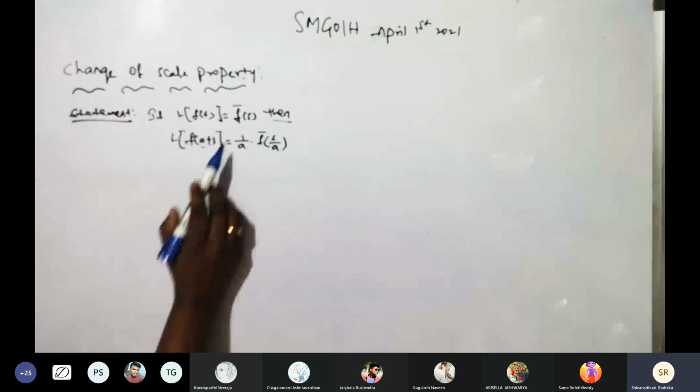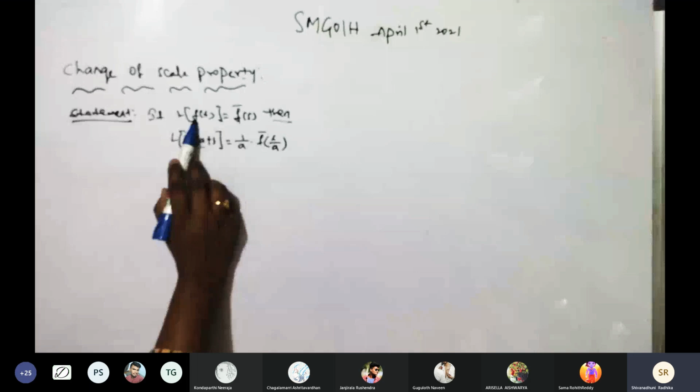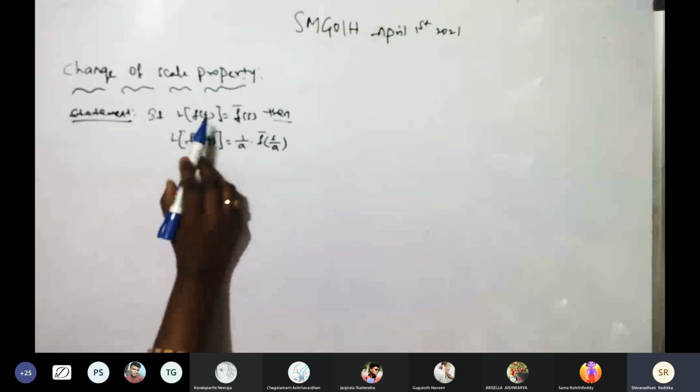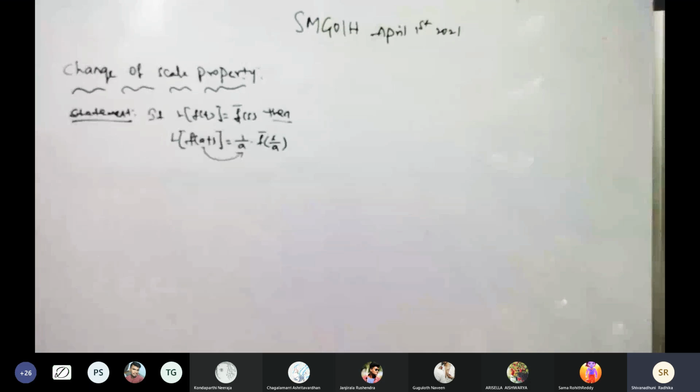What is the Laplace transformation definition here? L of f(t) equals F bar of s, then L of f(at) equals 1 by a, the constant is divided, into F bar of s by a. Is it clear? So this one is a formula, the change of scale property.